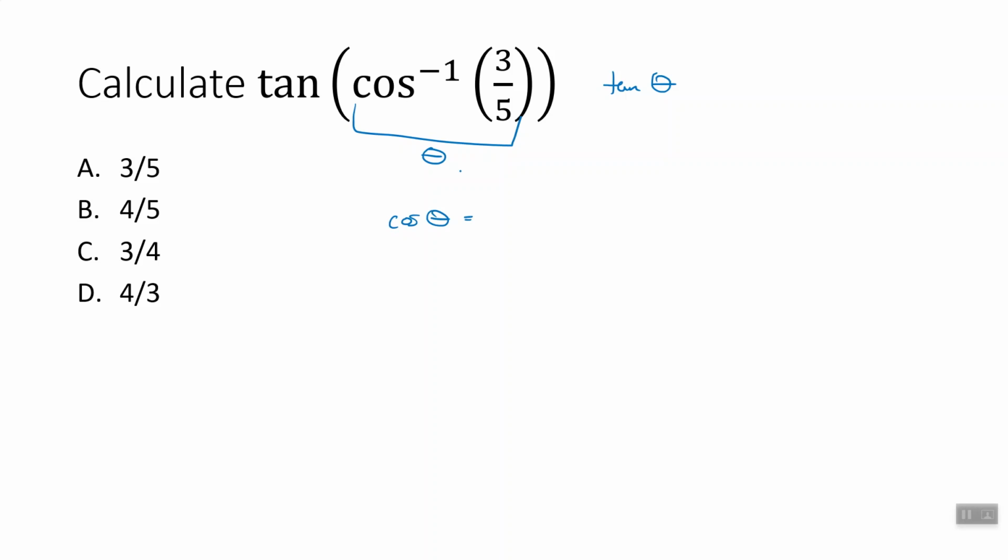So I would say cosine of theta equals 3 over 5. Cosine positive is the first quadrant, just like anybody positive is the first quadrant. Cosine is adjacent over hypotenuse. I know the other side here. It's a 3, 4, 5 right triangle. And now we want to know what's the tangent of that angle. Well, that's opposite over adjacent. So it'd be 4 over 3.